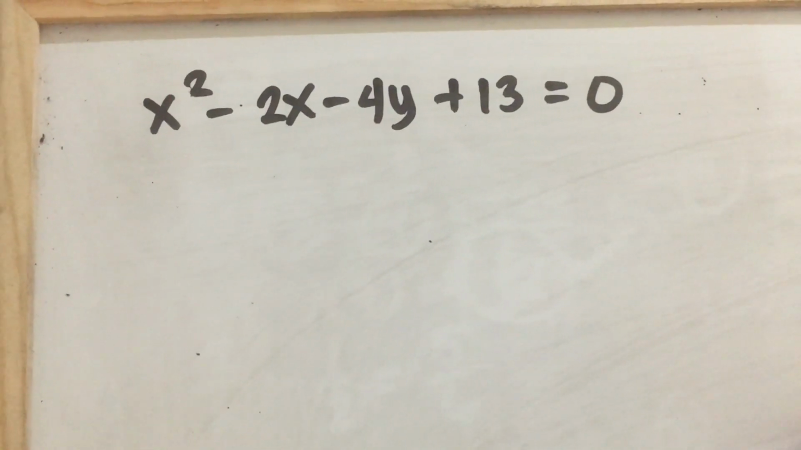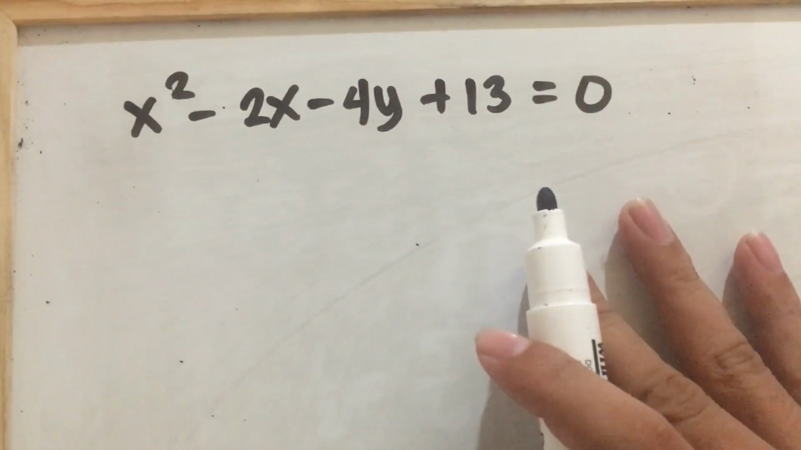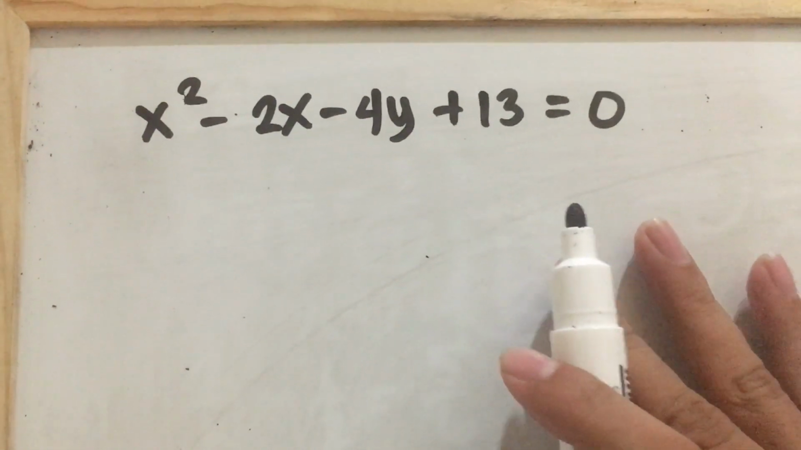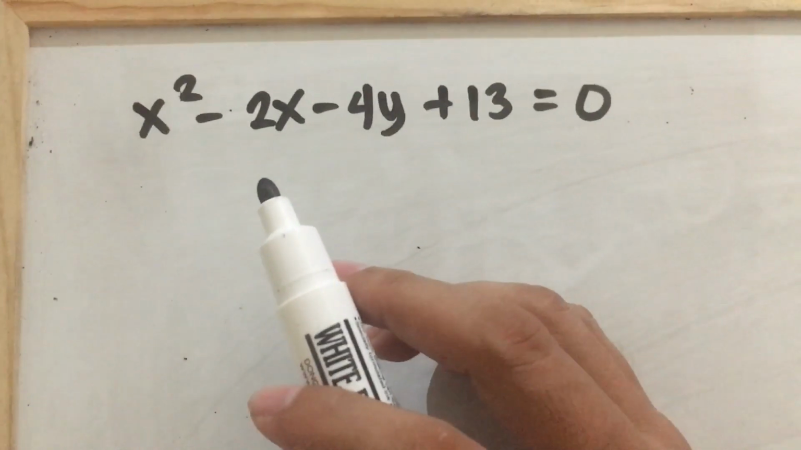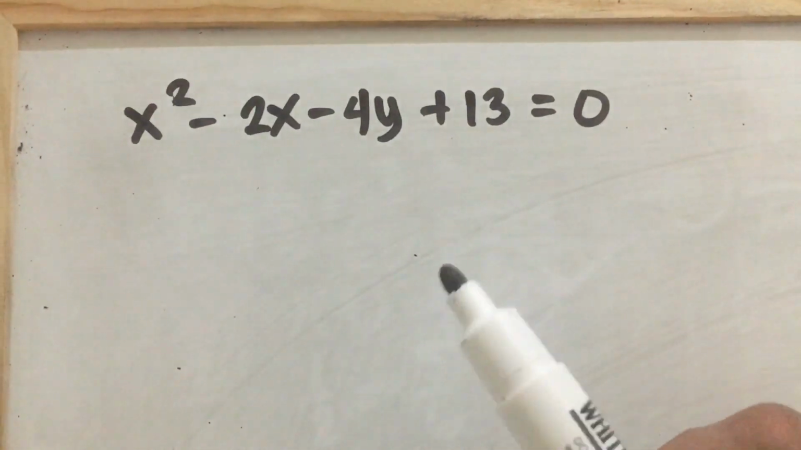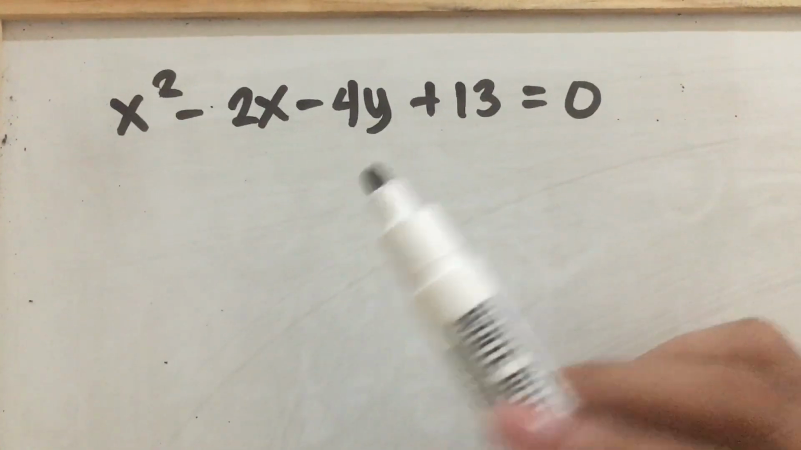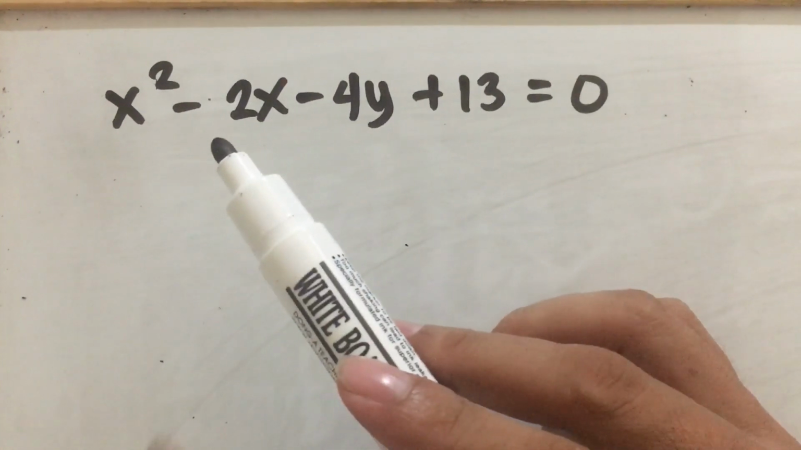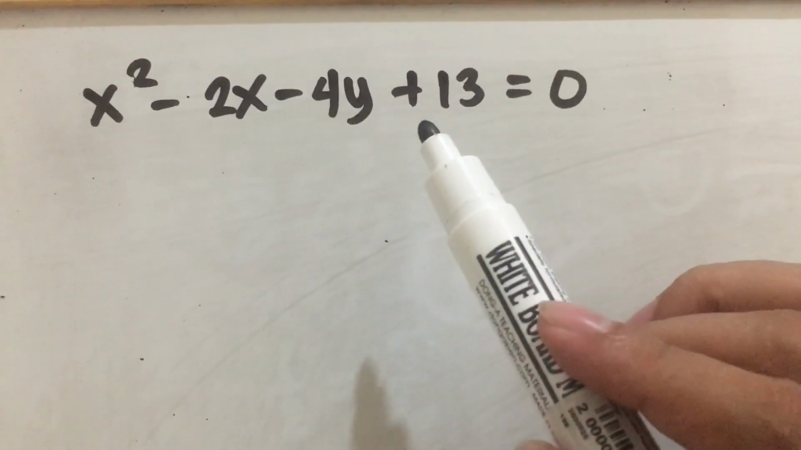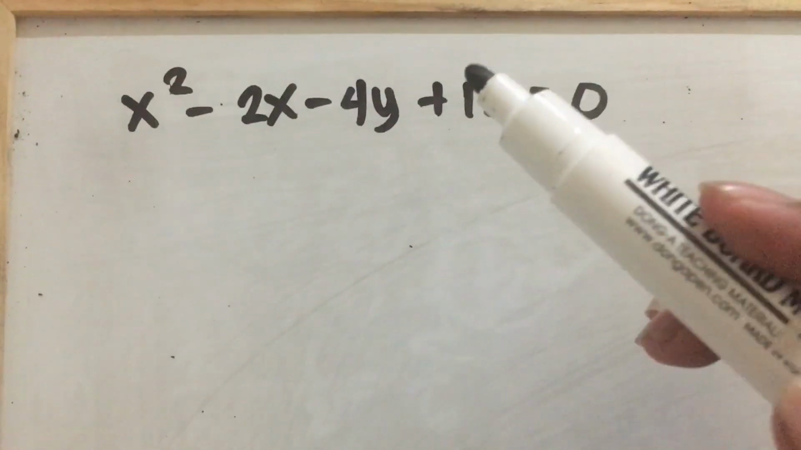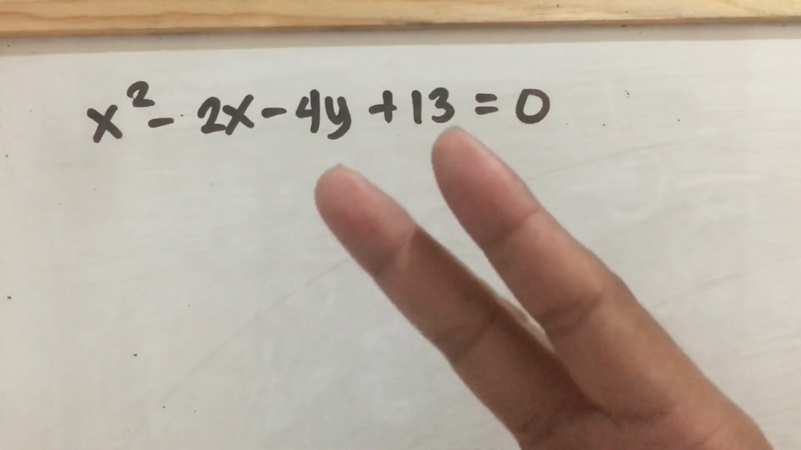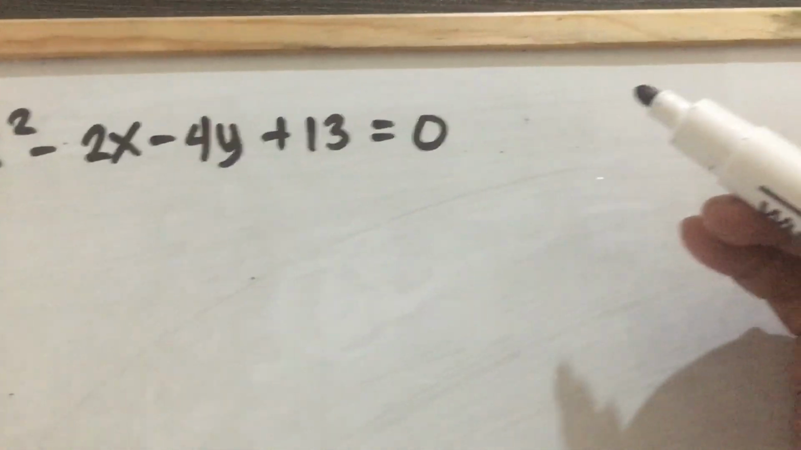Okay, so we are now here in our next lesson of the parabola, wherein the vertex is at (h, k). So we have the equation x squared minus 2x minus 4y plus 13 is equal to 0. Now, our main goal here is to express this general form of the equation of a parabola into its standard equation of a parabola. So we all know there are two standard forms of the equation of a parabola.